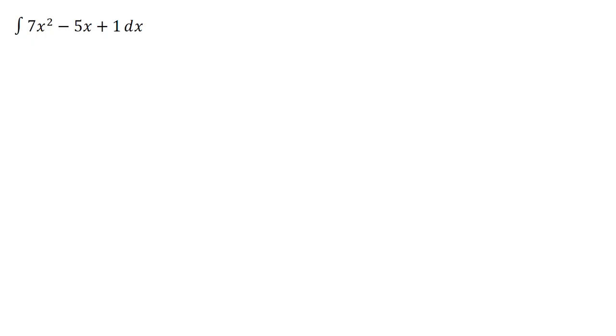For this one, we're just going to use our power rule for integrals. So we'll go up to 7x cubed, and then we'll divide by that new power of 3. So it's 7/3 x cubed. And the same here, the 5x will go up to 5x squared, and we'll divide by 2. And then the plus 1 just becomes plus x. And of course, don't forget your constant.